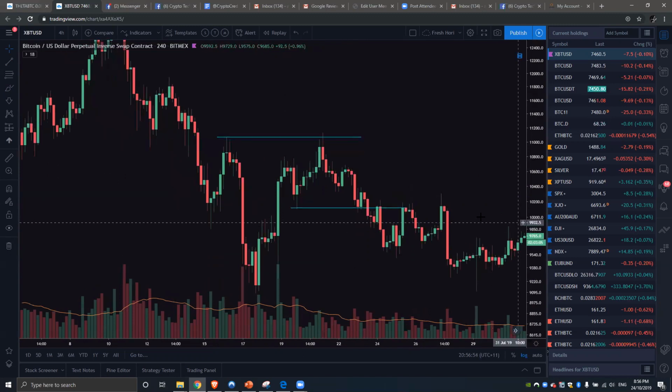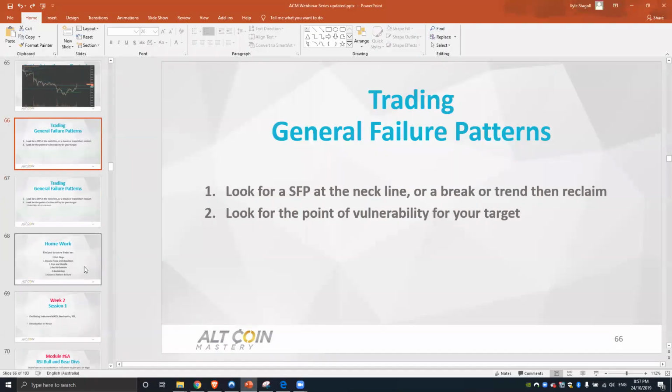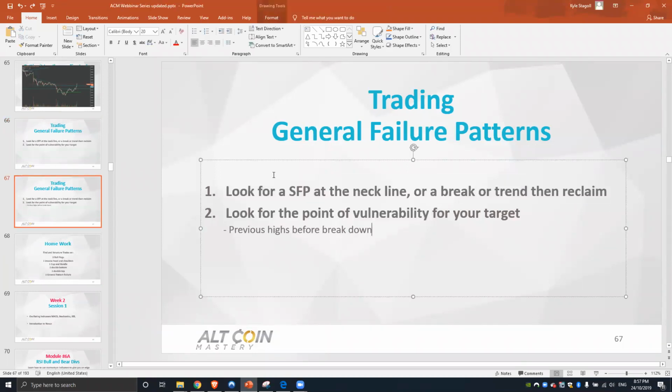And obviously, if you did take profit at this level here, you have a bearish retest of that level as well. It comes back and retags that level here, which is a perfect bearish retest. So you can actually get in back at the same level that you got out. So don't be too afraid to take profit, because we usually do get other opportunities at those key levels. All right. So, other points to look for: look for an SFP at the neckline or a break of the trend and then a reclaim of that level. We'll go through a couple more of these a little bit later, but we're running out of time.